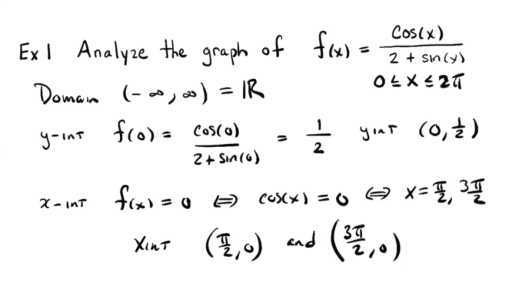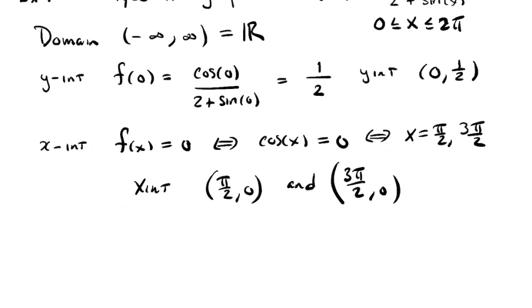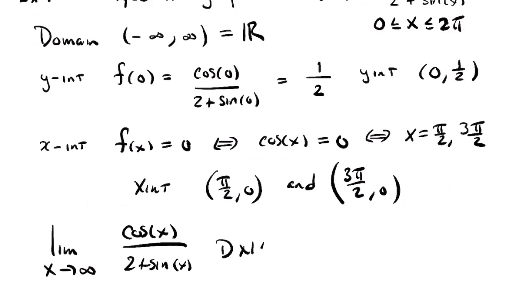Yeah, the limit as x goes to infinity of this thing doesn't exist because the numerator and denominator just keep oscillating between -1 and 1. So I'm going to have to scroll here. You're going to have to remember what our f of x is. But the limit as x goes to infinity of cosine of x over 2 plus sine x doesn't exist, because the functions in the numerator and denominator just keep oscillating. So there's no horizontal asymptote. No horizontal asymptote for this function.